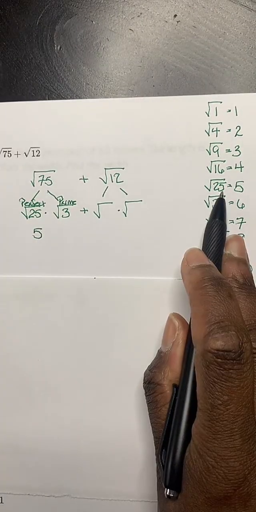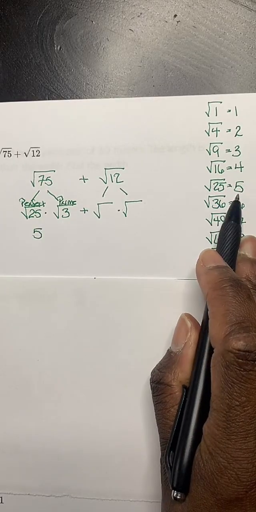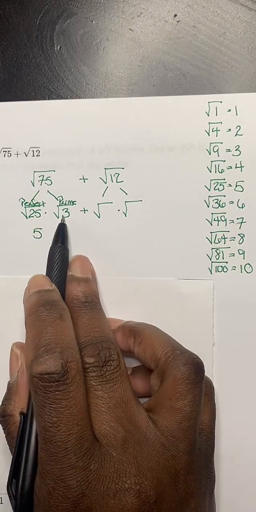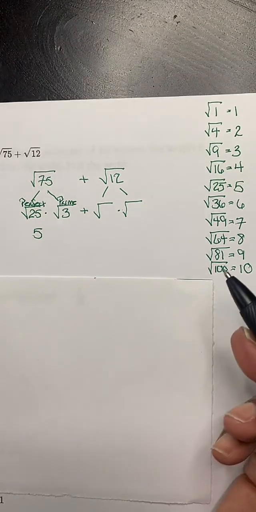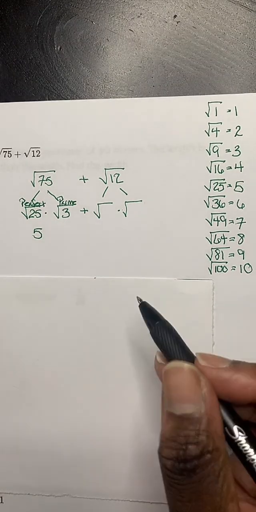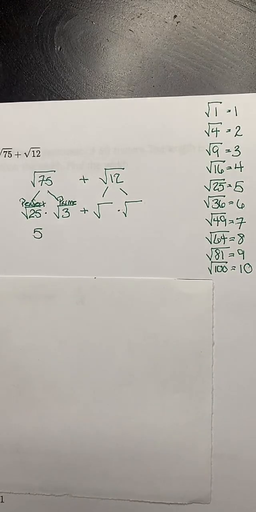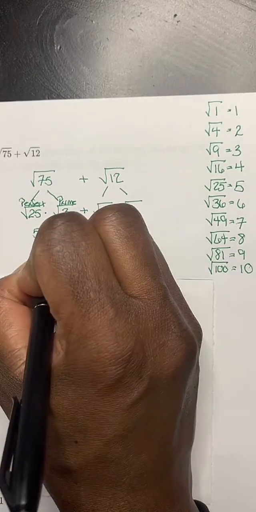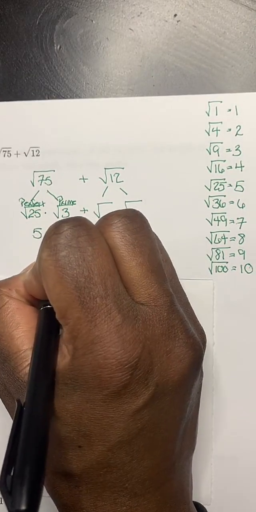Remember what we said over here. Square root of 25 is 5. Now, square root of 3. The only way I can break down 3 is 1 times itself. So that's why it's prime. If I can't break it down, I just simply bring it down.